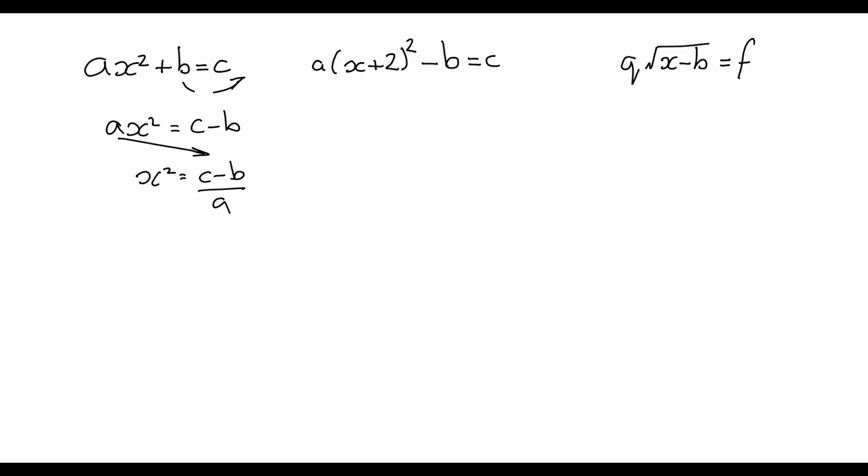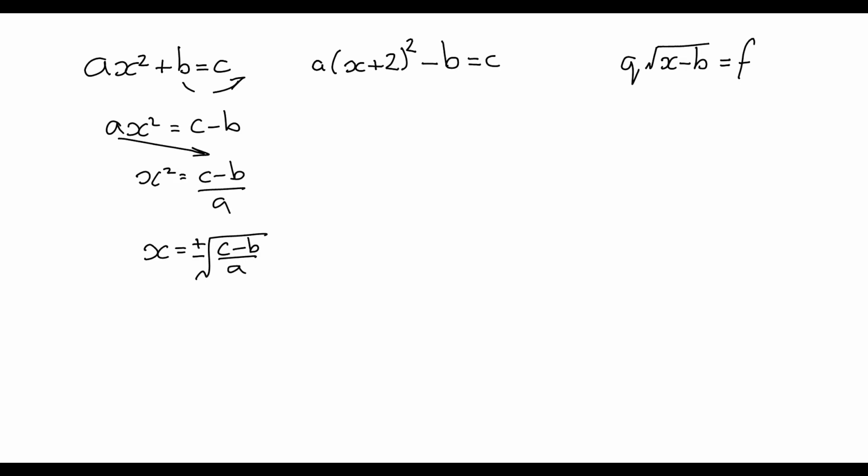And now I can get rid of the squaring part by square rooting both sides. So it's the square root of c minus b over a. Just one more thing though, when we square root, we could have the positive value or the negative, and we represent that with this plus or minus.